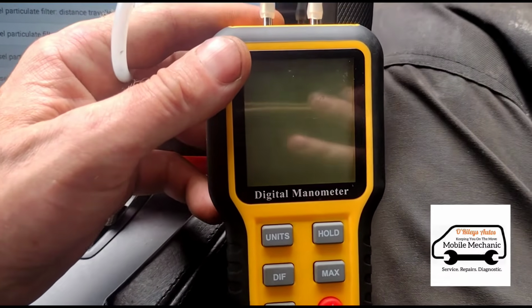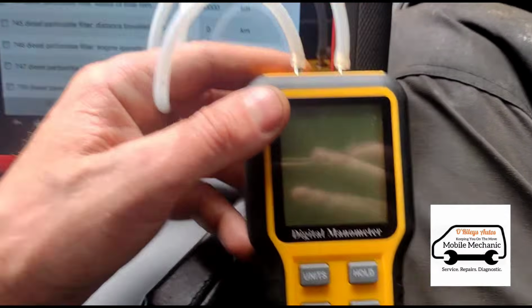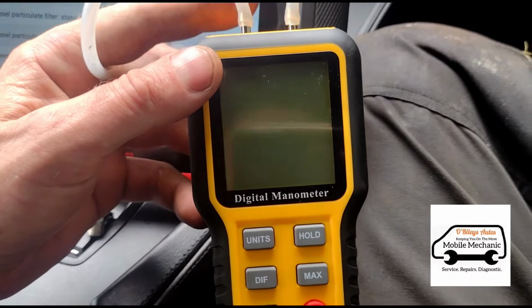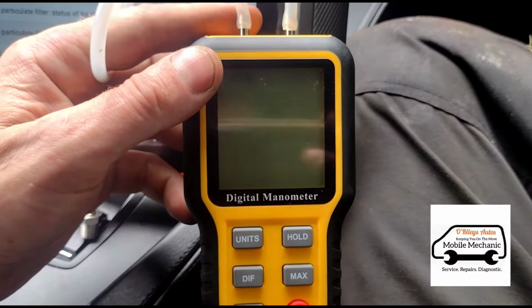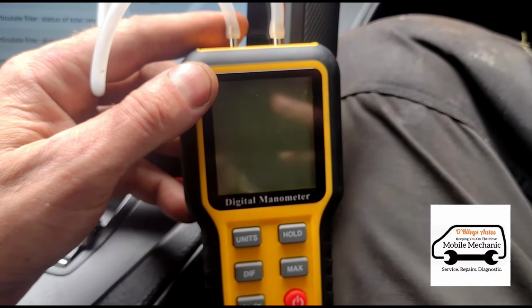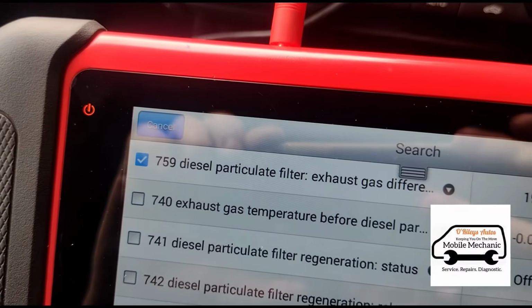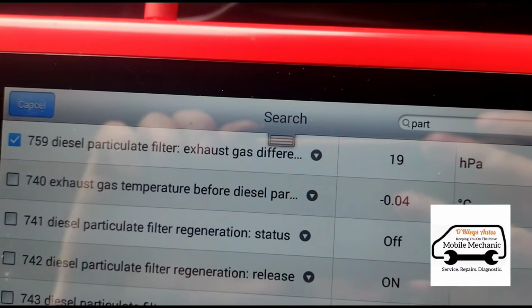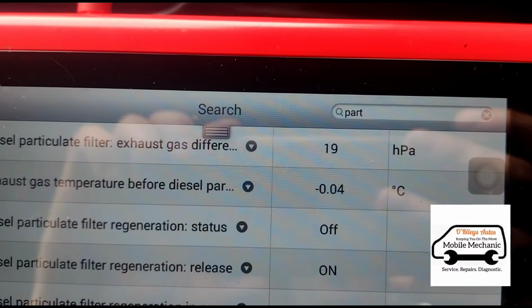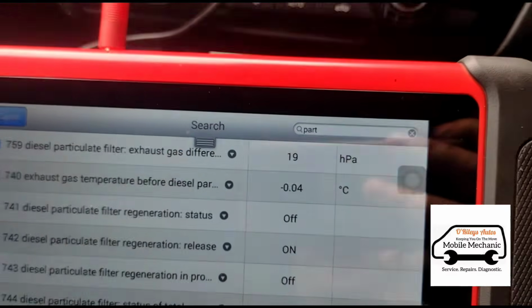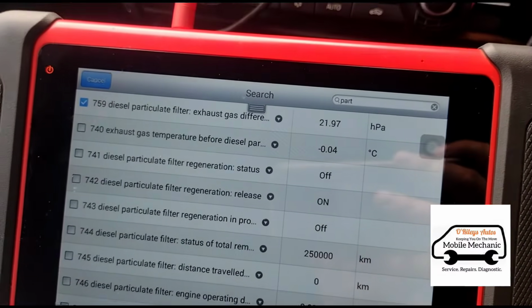So if you've got 5 millibars on your live data on your computer, it should give you exactly the same reading on one of these, and if it doesn't, then you've got a split hose or a faulty DPF pressure sensor. If we look at the live data now, we have around about 19 to 21 on the reading. So if we connect our manometer, we should get the same reading. So let's go outside and do that.